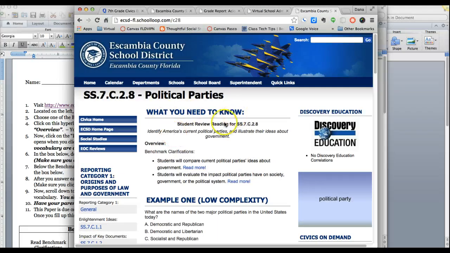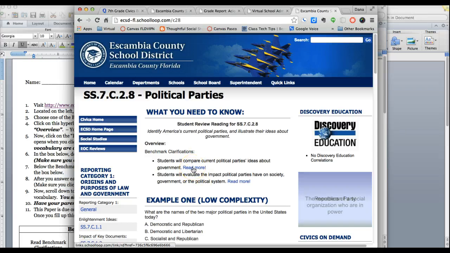Okay, what you need to know. Here's the overview. Here's the benchmark clarifications. For this one, there's 2. Students will compare current political parties' ideas about government, and students will evaluate the impact political parties have on a society, government, or the political system. So these are the things you need to know to do well on the test.